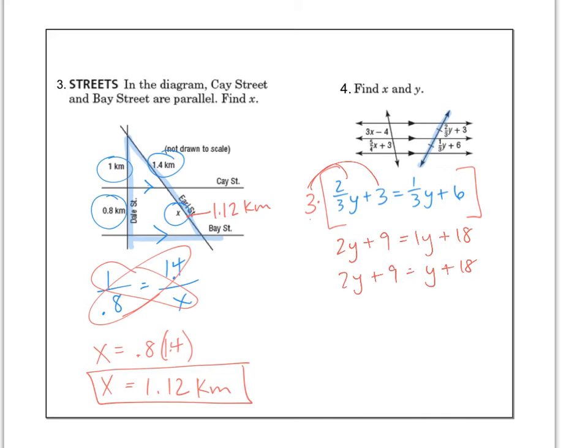I don't really need the 1 in front of there. But now I can subtract y. I get y plus 9 equals 18. Minus 9, y equals 9.